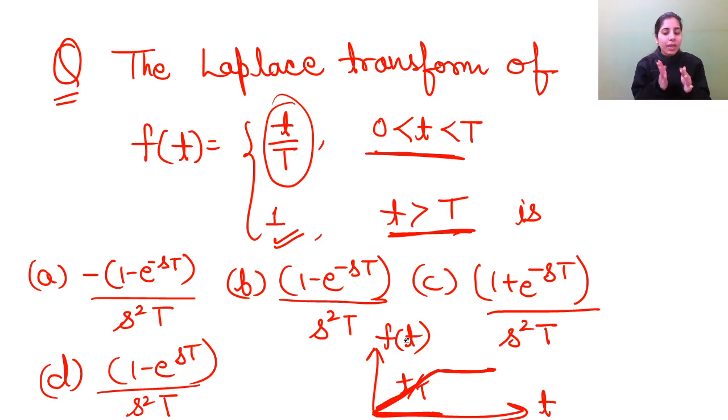Is this a periodic function? Is it again going to be in the form small t upon capital T and then again 1? Will there be repetition? No, there won't. So is this a periodic function? No, it is not. So it is not a periodic function, it's just a normal function.